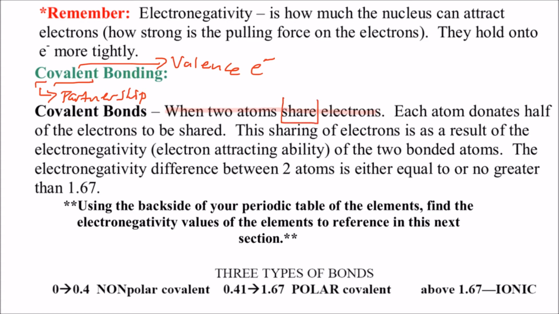And that's the main word there, shared. Each atom is going to donate half of the electrons to be shared into the bond. This sharing of the electrons is because of their electronegativity. We have a value here for covalent bonds that ranges from 0 to 1.67. If you're going to be covalent, you are no greater than 1.67. This is a range of electronegativities, and it decides what type of bond two atoms have between them.